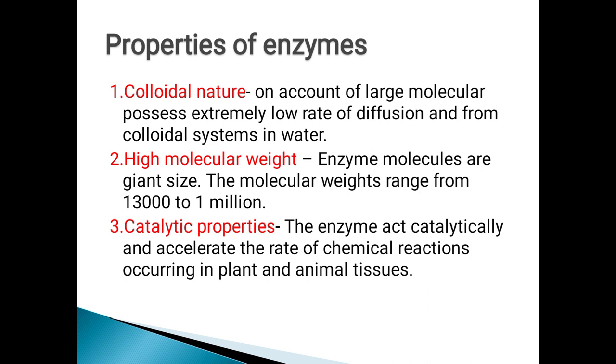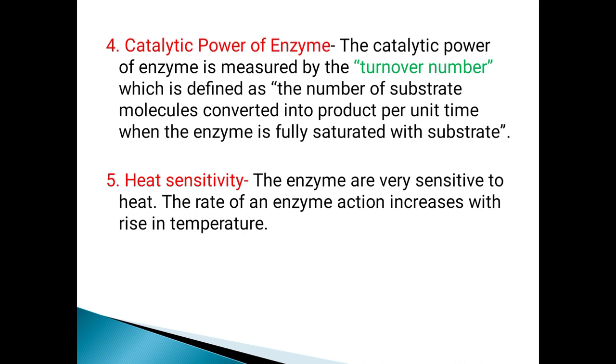Then the fourth one is the catalytic power of the enzyme. The catalytic power of an enzyme is measured by the turnover number, which is defined as the number of substrate molecules converted into product per unit time when the enzyme is fully saturated with substrate. The enzyme-substrate complex forms the enzyme-product, and the free enzyme is again involved in another reaction. This turnover, the number of times it turns over in chemical reactions, is called the catalytic power of the enzyme.